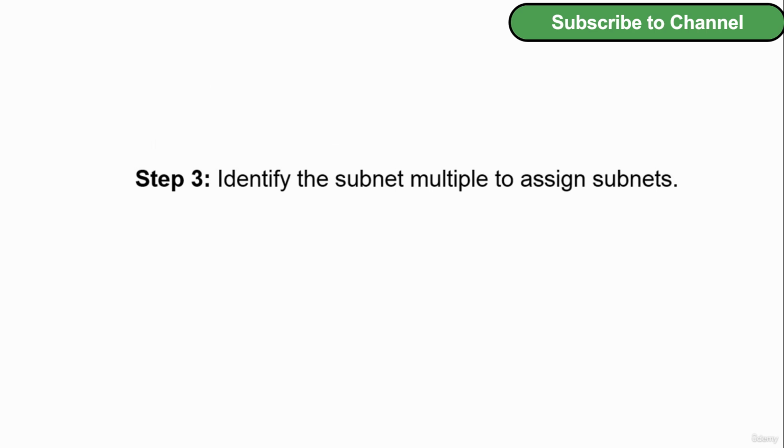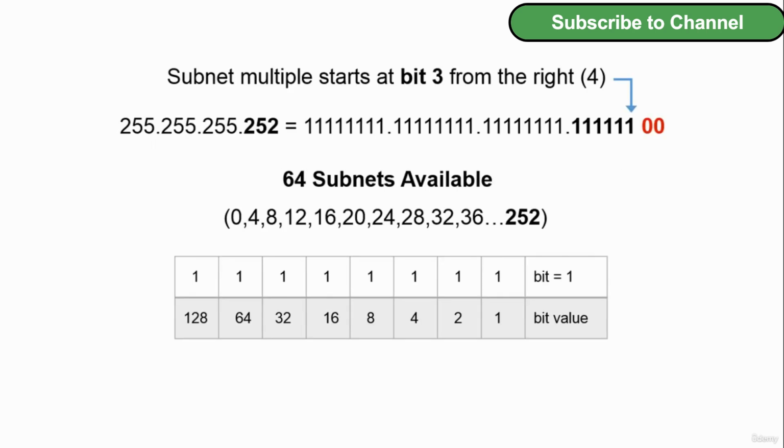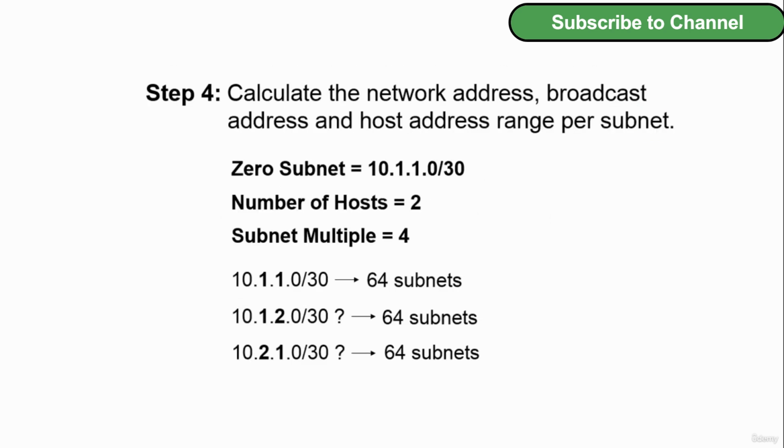So what's the subnet multiple to assign subnets? Start creating my ranges. Well, in this case, bit position 3, what's that? Well, that's a 4 for bit position 3, so there's my multiple. And that gives me a lot of subnets, 64 altogether, 0 through 252. So lots of subnets available. And I'm going to calculate my network, broadcast and host addresses.